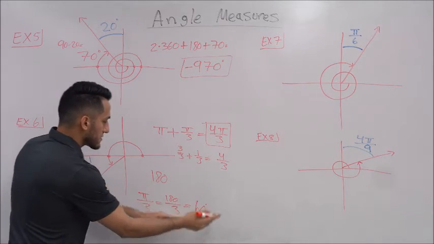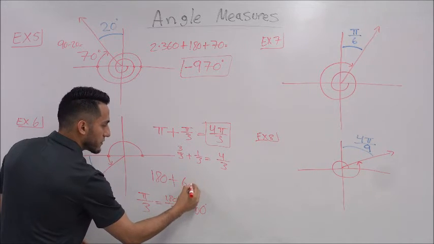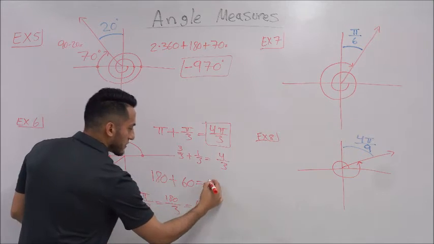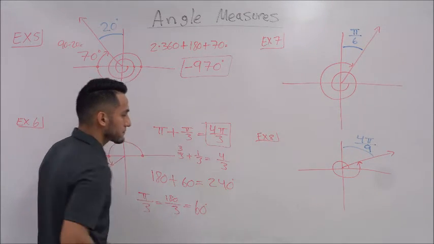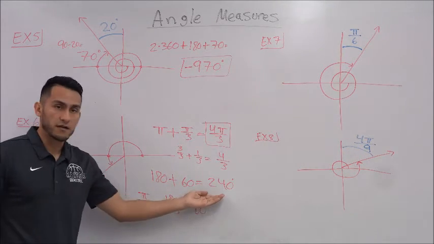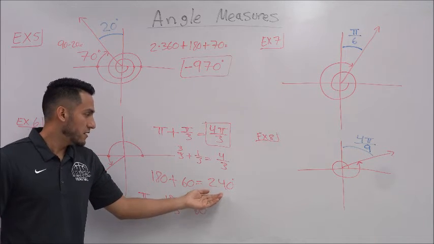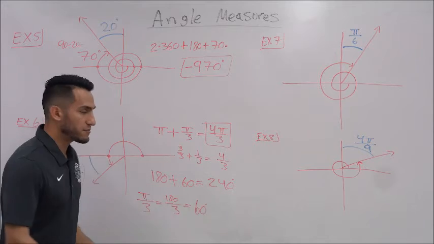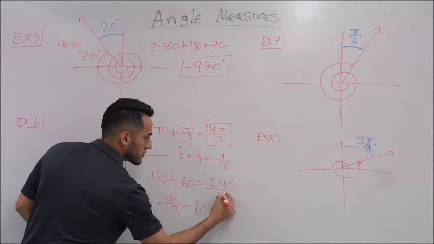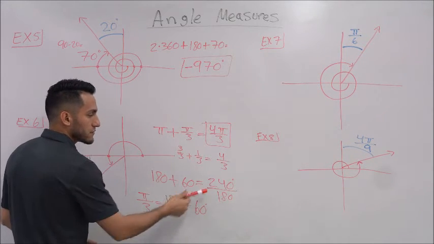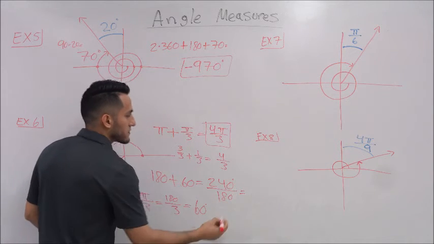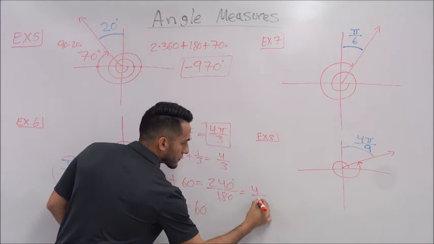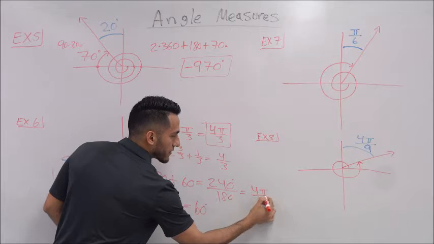All we're gonna do is add the 60 to the 180. That's gonna give me 240 degrees. But we don't want our answer to be in degrees, we want it to be in radians. So, like previous video, we learned how to convert degrees to radians by simply dividing by 180. So 240 divided by 180, that's going to give me the same thing as 4 over 3. And don't forget to include pi.